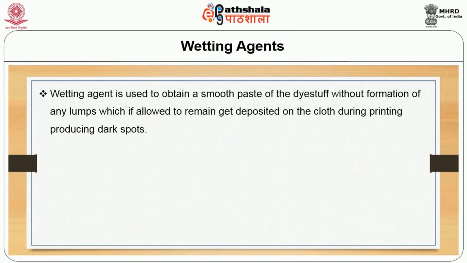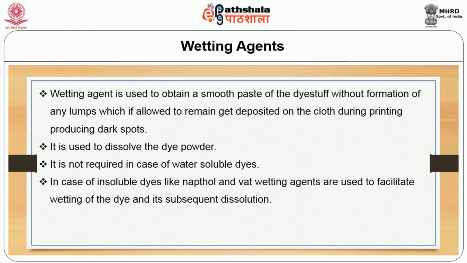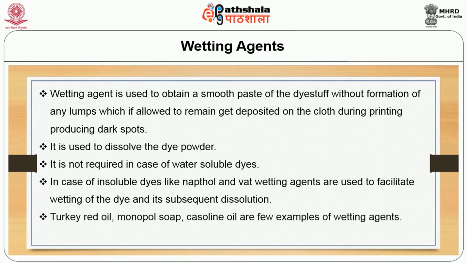Wetting agent is used to obtain a smooth paste of the dyestuff without formation of any lumps, which, if allowed to remain, get deposited on the cloth during printing, producing dark spots. It's used to dissolve the dye powder. It's not required in case of water soluble dyes. In case of insoluble dyes like naphthol and vat, wetting agents are used to facilitate wetting of the dyes and its subsequent dissolution. Turkey red oil, monopole soap, castellan oil are few examples of wetting agent. Turkey red oil is a commonly used agent.